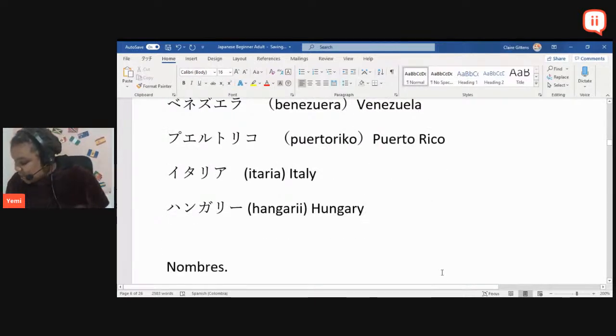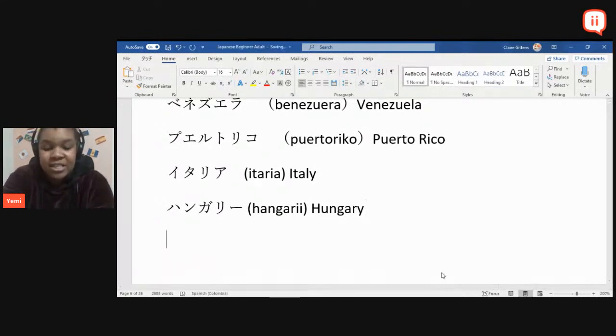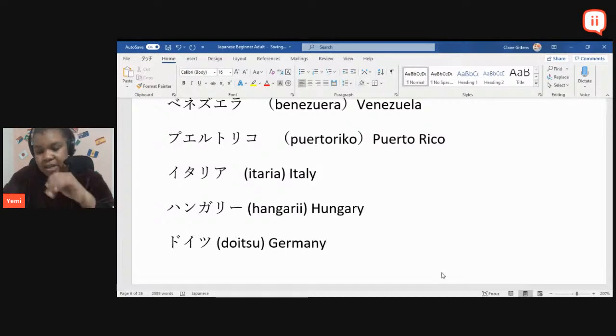Okay, and Spain and Germany. So Germany actually is based on the German word, not the English word. So we don't use German, we use Deutsch. Deutsch is the word for Germany. And anybody else? Again, this U sound is very short, so Deutsch. It's almost not there.